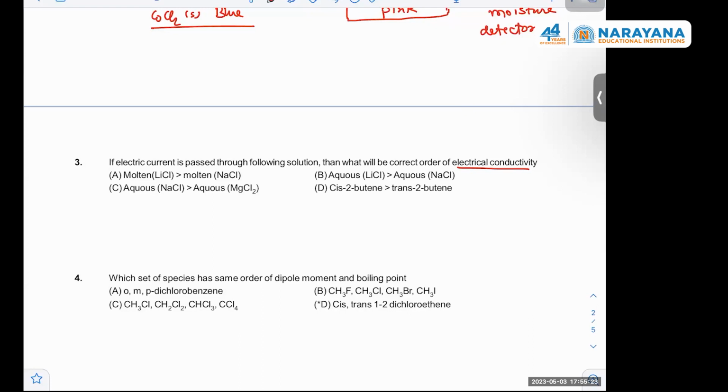But in case of aqueous LiCl and aqueous NaCl, the dissociation will take place. Li plus will be there, Na plus will be there. So how will we decide in aqueous LiCl? Ionic mobility. Which is having better electrical conductivity? Na plus, because Li plus aqueous will be having a hydrated radius which is larger than the Na plus hydrated radius. So mobility will be very low. So aqueous NaCl will be more conducting than aqueous LiCl.